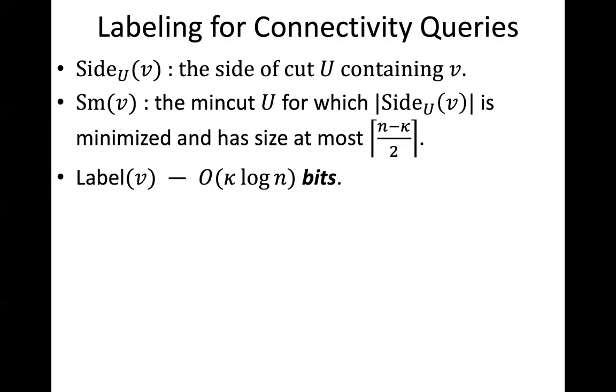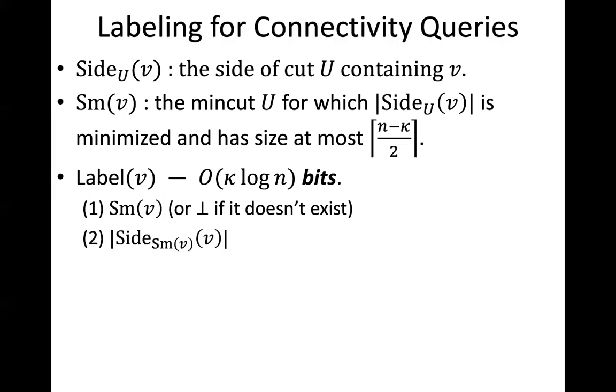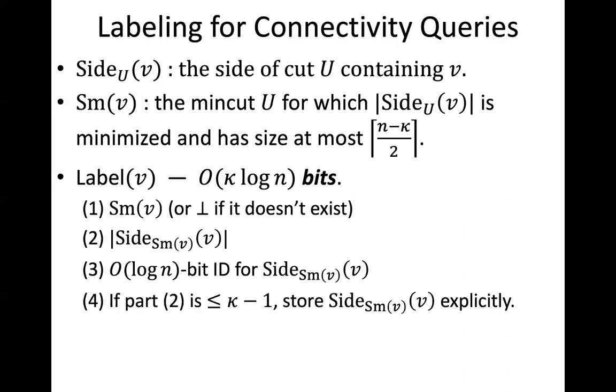Okay, so what does the label store? The label stores this small v cut. The label stores the side of V, the size of the side of V, when you remove this small v cut. That side, we'll give it a name. We'll give it a log n bit identifier and refer to this side as some identifier, so we can compare these things for equality. And if this side is actually very small, we'll just store all the vertices on V's side explicitly. Okay, and that's pretty much the label.